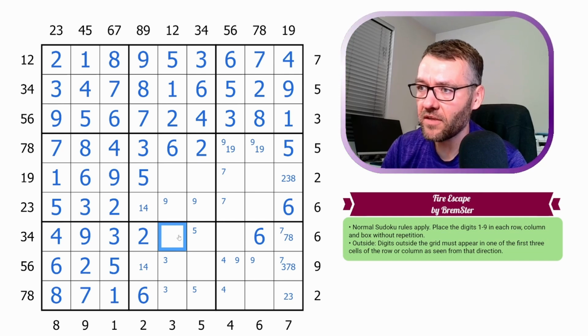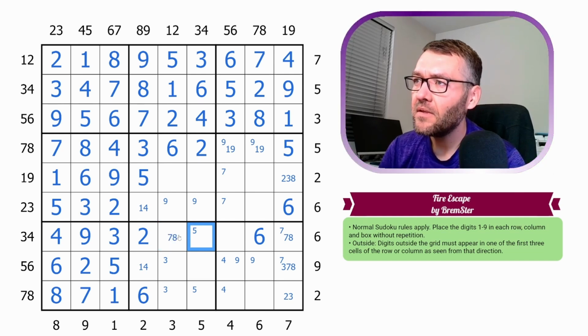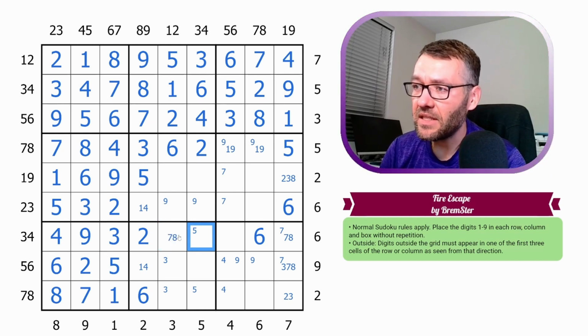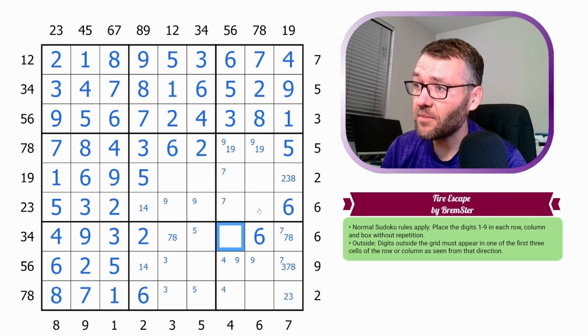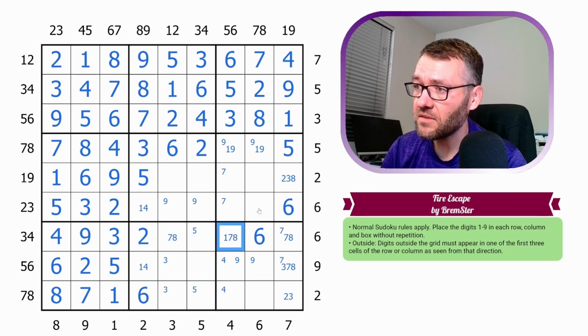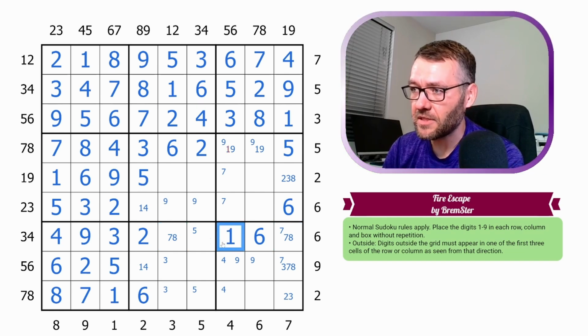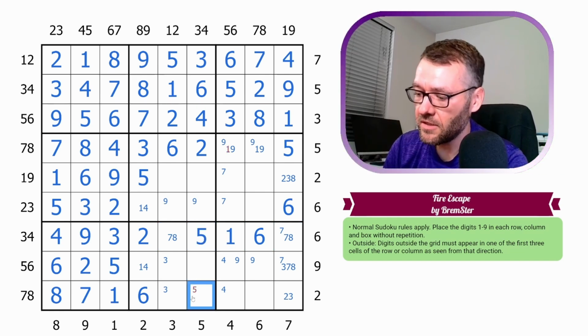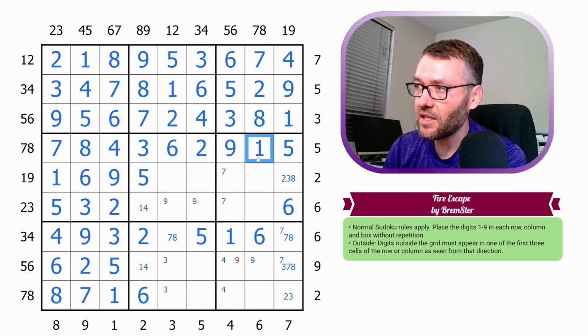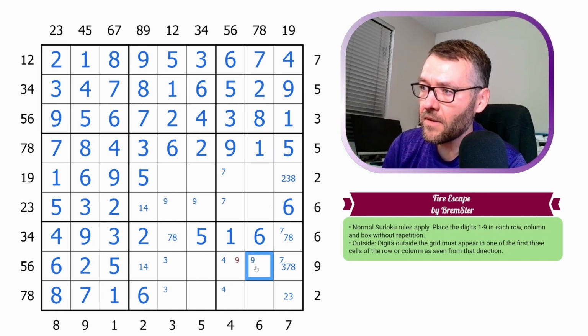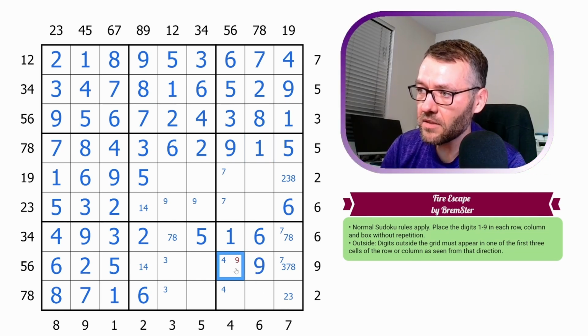This can't be a 1 or a 5, so this is a 7 or an 8. This could be any of them, 1, 5, 7, or 8. This can't be a 5, so this is 1, 7, 8. Oh, there's a 7, 8 pair here, so that just makes this a 1 and this a 5. So this can't be a 5. This is a 9 and a 1. This is the last spot for a 9 in the box.